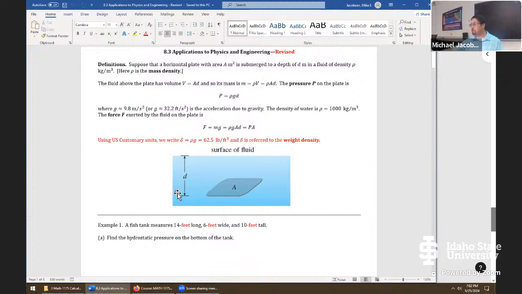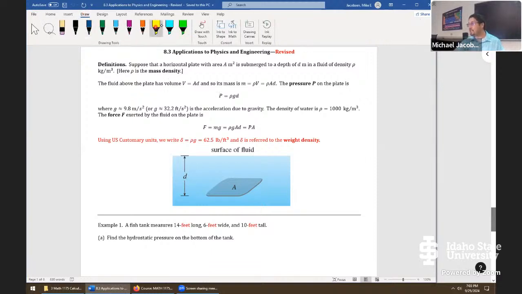So let's start off with the definitions here. This is a lot to read through, but it's good to see how it all comes together. On our first problems, we're dealing with something called a thin horizontal plate with area A meters squared. So that's the plate right here. We want to know what is the pressure on that plate due to the water, as well as the hydrostatic force on that plate. It's submerged by depth d meters in a fluid of density rho. So that's what's being conveyed here, the depth of the water. The density rho could be in kilograms per meter cubed, and it's referred to as the mass density. So let's see if we can tie that together.